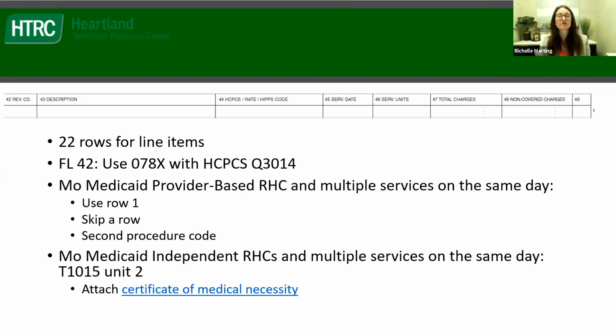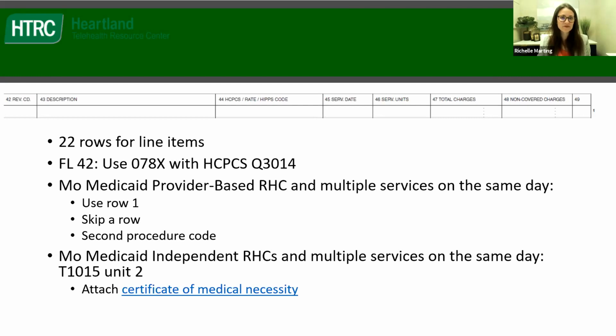Now, if you are billing to Missouri Medicaid and you are an independent rural health clinic providing multiple services to the same patient on the same day, what you do is report T1015. That's a HCPCS code that's going to go here in field 44. The units are 2, and that's telling Missouri Medicaid for independent RHCs that you've had 2 encounters for the patient on one day. You'll put up in the condition codes, I think it was E0 is the condition code describing multiple encounters for the same patient on the same day.